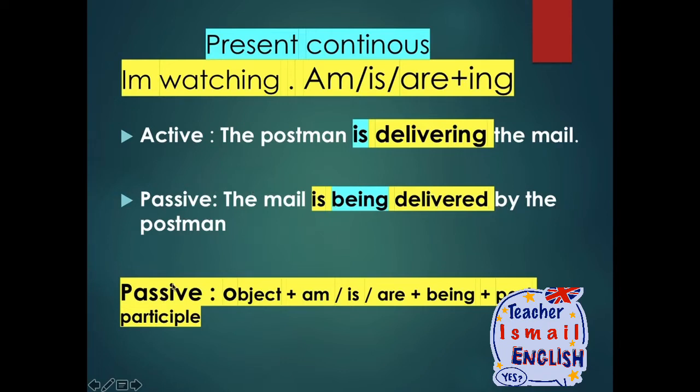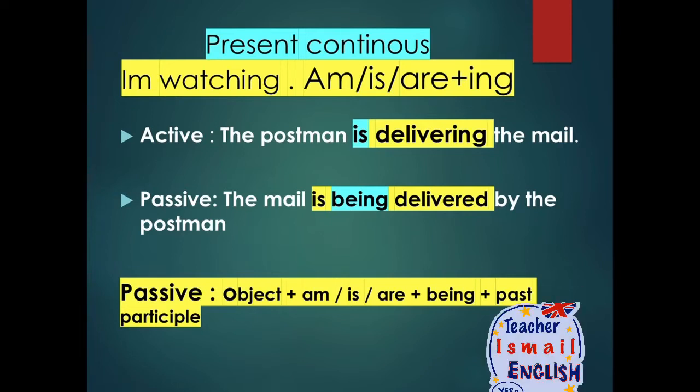The rule that we have in the passive is that we put the verb to be in the present, plus being, plus the past participle of the verb. I can say here we have am, is or are plus being plus the past participle of the verb.